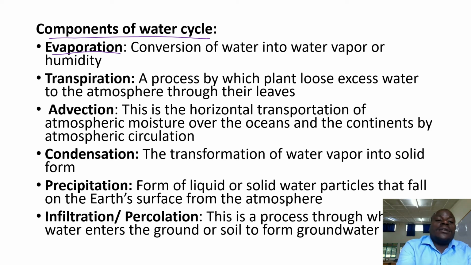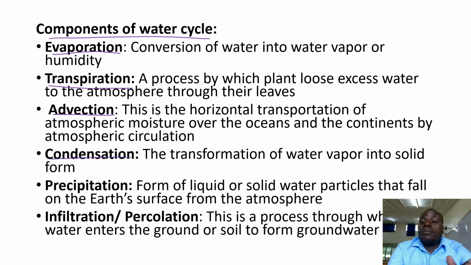Then we have transpiration. It's a process by which plants lose excess water through their leaves to the atmosphere. Then we have advection. This is the horizontal transportation of atmospheric moisture over the oceans and the continents by atmospheric saturation.